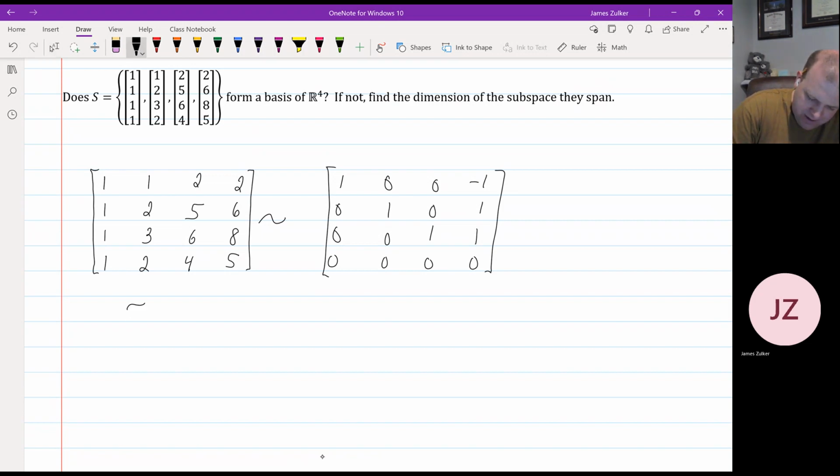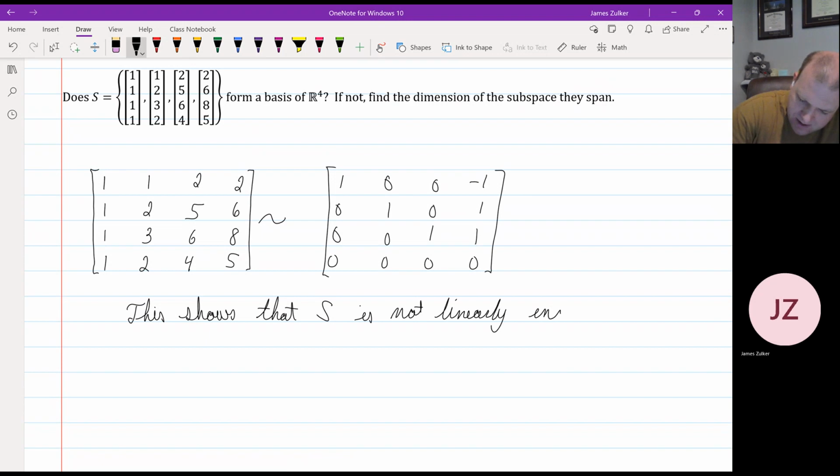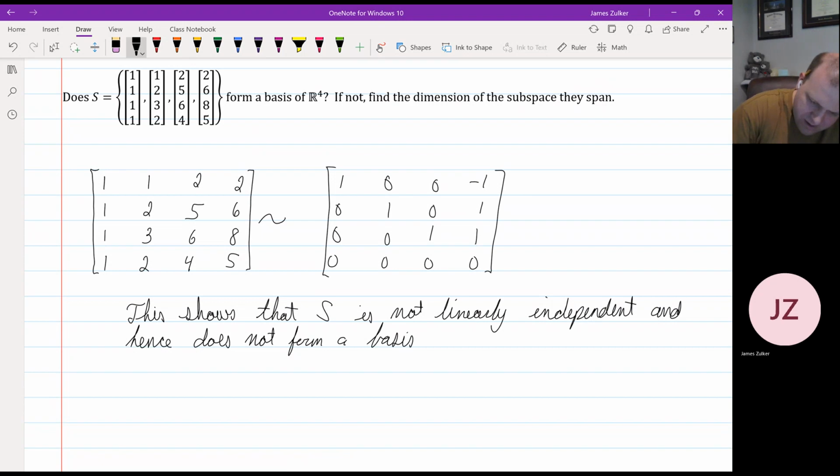So this shows that S is not linearly independent, and hence does not form a basis of R4.